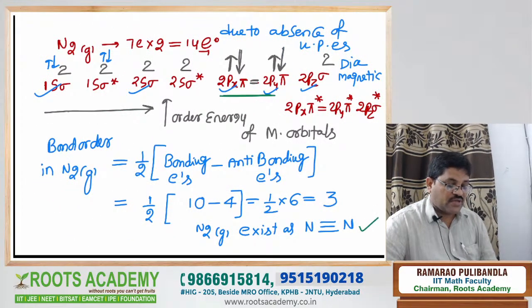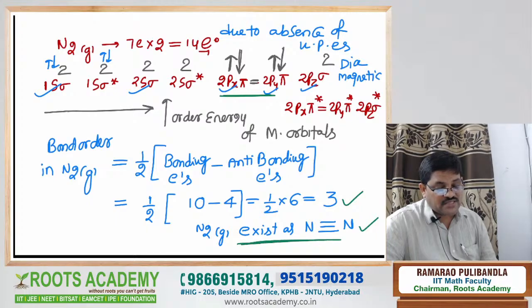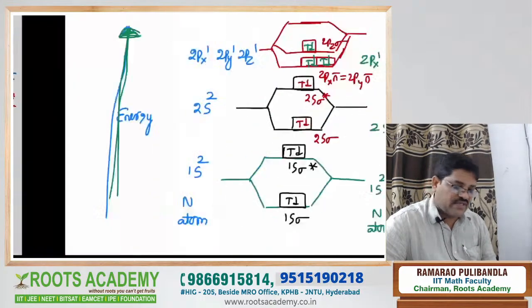So bond order in N2 gas equals half into bonding electrons minus anti-bonding electrons. The bond order comes as 3. Therefore, N2 gas exists as N triple bond N. Understand? Simple logic, students. No confusion. Clear? Yes, very easy concept.